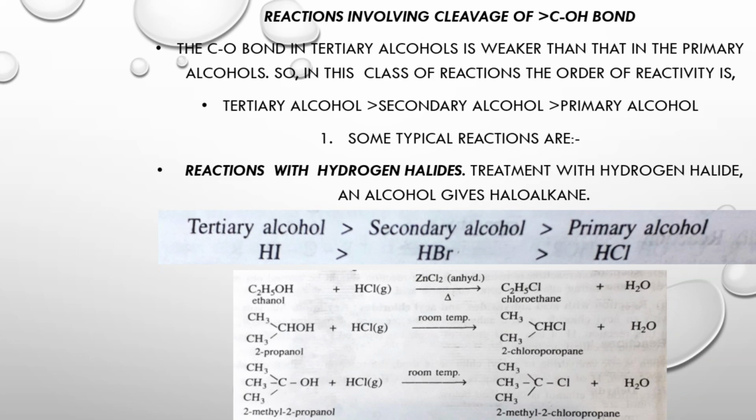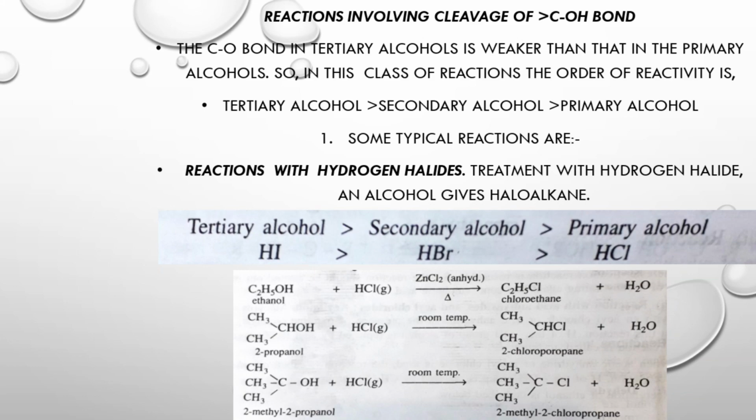As we have the order of reactivity here, some typical reactions involving the cleavage of the carbon-hydroxyl group bond in alcohols are described here. First, reactions with hydrogen halides. As we know, hydrogen halides on treatment with an alcohol give haloalkanes, and the order of reactivity is tertiary alcohol, secondary alcohol and primary alcohol, and for the halides, hydrogen iodide, hydrogen bromide and hydrogen chloride.